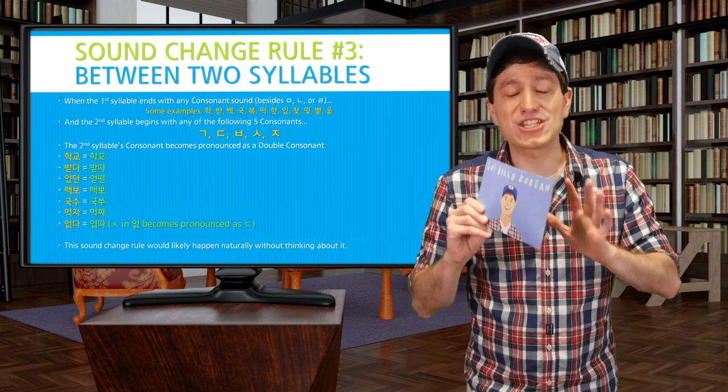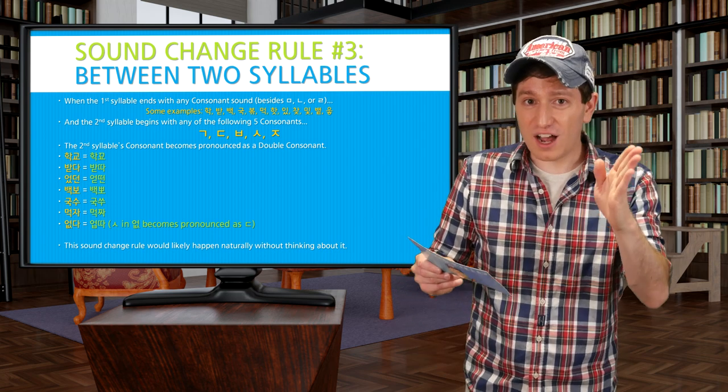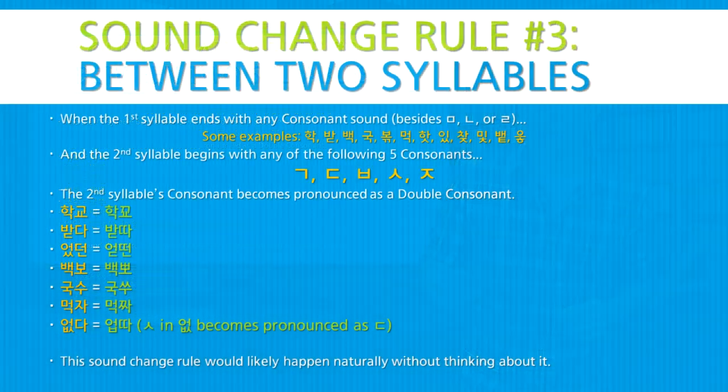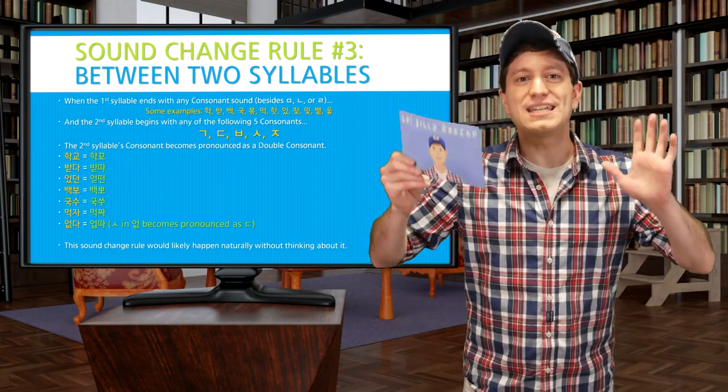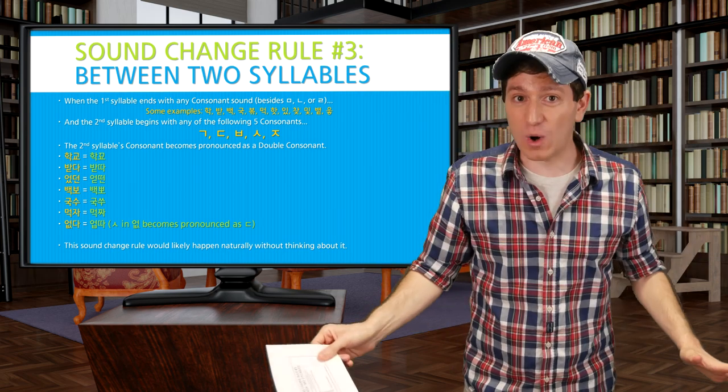This next sound change rule is extremely common. Anytime you have two syllables, and between the two syllables, you have one consonant following another consonant, this rule can come into play. When the first syllable ends with any consonant sound, except for 미음, 니은, or 릴, which will have their own rules, and the second syllable begins with any of these five consonants, 기역, 디귿, 비읍, 시옷, 지읒, that second syllable's consonant will become pronounced as a double consonant. Okay, this is a very long rule, but it's actually very simple, and this rule would naturally happen when speaking Korean, whether you tried to do it or not.